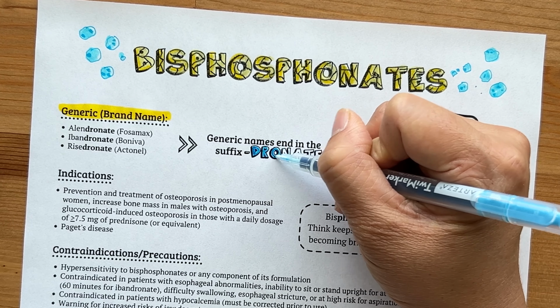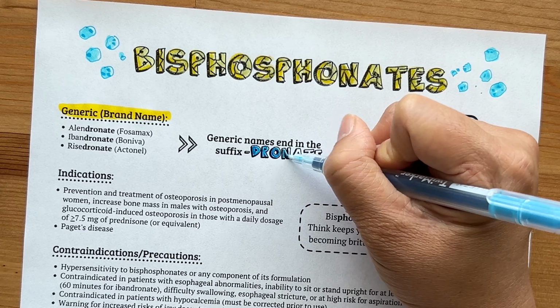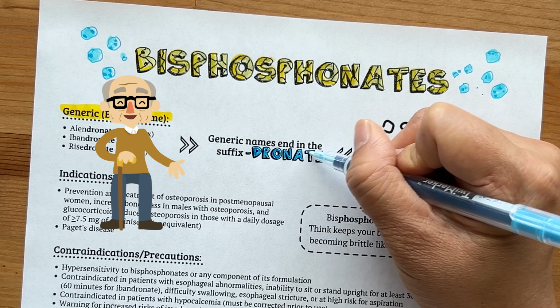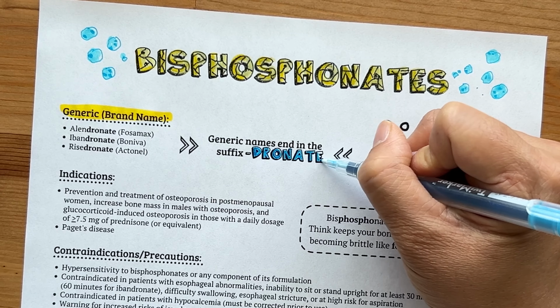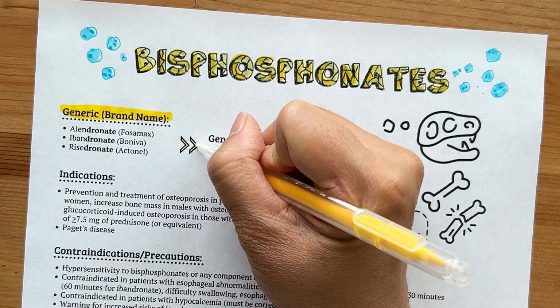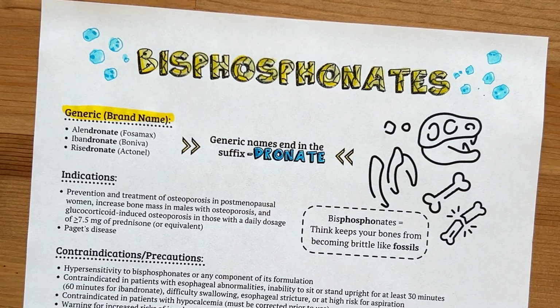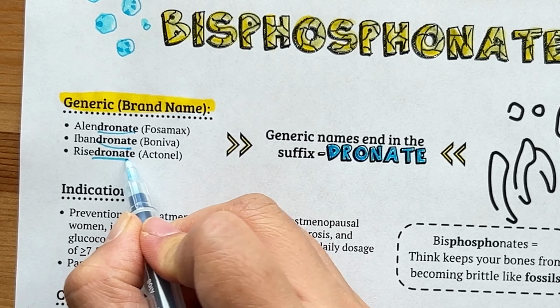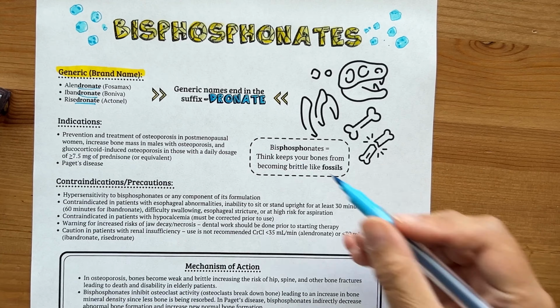Why is this important? Well, osteoporosis increases the risk of hip, spine, and other bone fractures, leading to death and disability, especially in elderly patients. The drugs in this class are super easy to spot since they end in the same suffix, dronate, including alendronate, ibandronate, and risedronate. When you think about this class, use this memory tip.